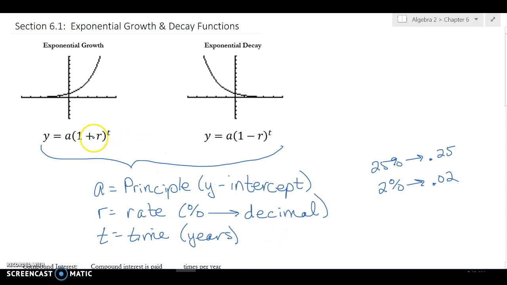Okay? If you notice this one has a plus, so growth is anything larger than 1 in parentheses. And then decay is minus, so it's anything smaller than 1 in parentheses.